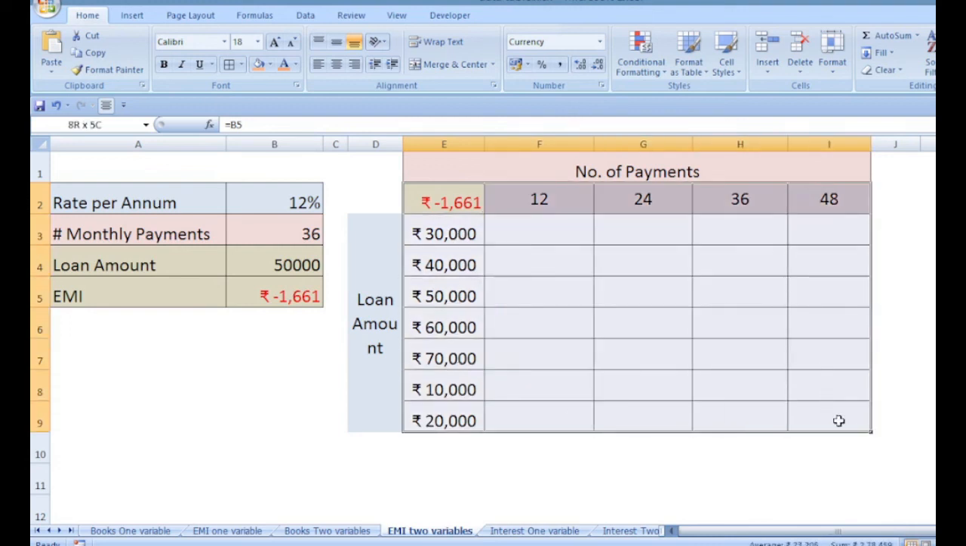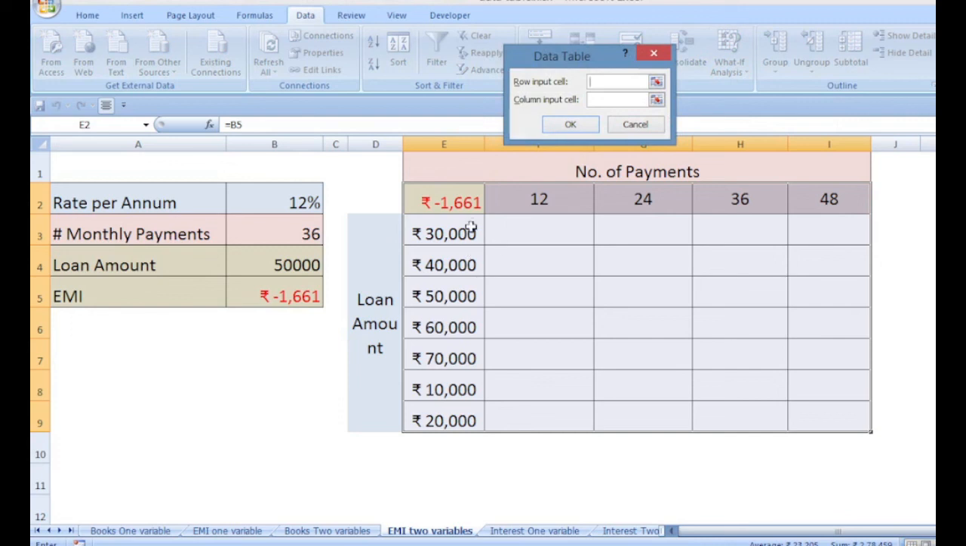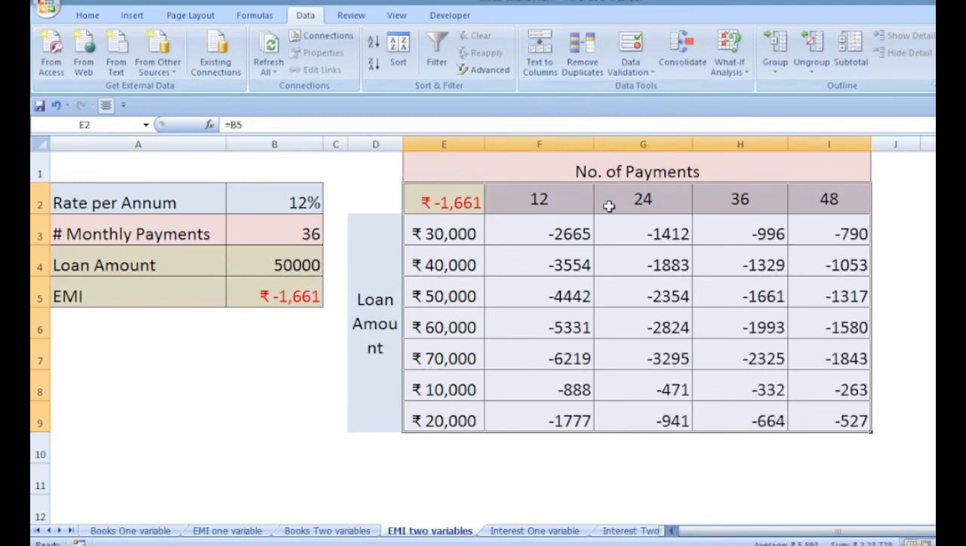Now I select that. I have to specify the row input cell as well as the column input cell. The row input cell corresponds to the number of payments, which is nothing but this B3. The column input cell corresponds to the loan amount. So I give OK. You can see that for different loan amounts and different numbers of payments, we have the EMI calculated. If you have taken 20,000 for a period of 48, you get only a repayment amount of 527.